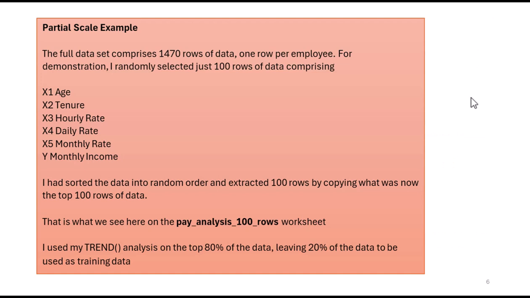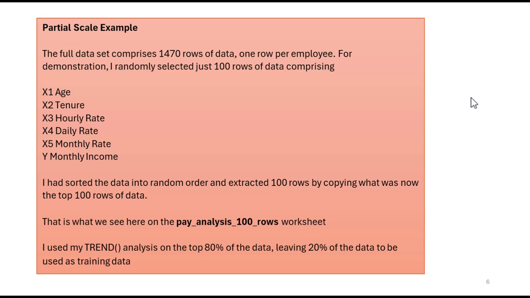I'm setting up a partial scale example. The full dataset comprises 1470 rows of data, which is 1 row per employee. But for demonstration, I randomly selected just 100 rows of data comprising x1 age, x2 tenure, x3 hourly rate, x4 daily rate, x5 the monthly rate, and then y, the dependent variable, monthly income.